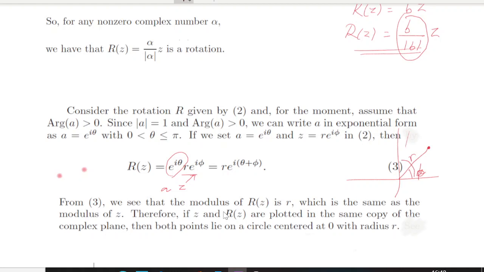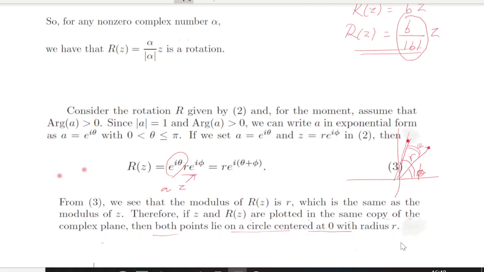So somewhat here, at some angle theta. Suppose this is your theta angle. Now you have moved from here to here. So it's a rotation, a rotation of the angle theta. Now see that the modulus of R of z is r, which is the same as the modulus of z. Therefore, if z and R of z are plotted in the same copy of the complex plane, then both points lie on a circle centered at 0 with radius r.